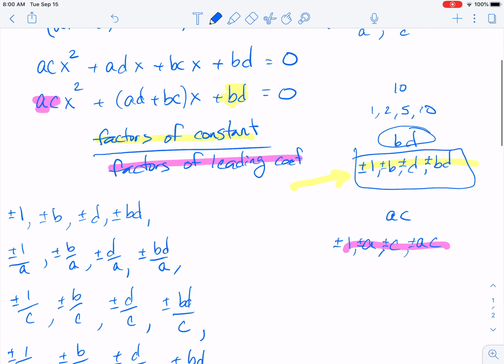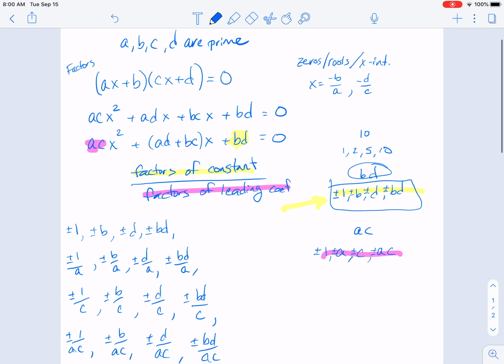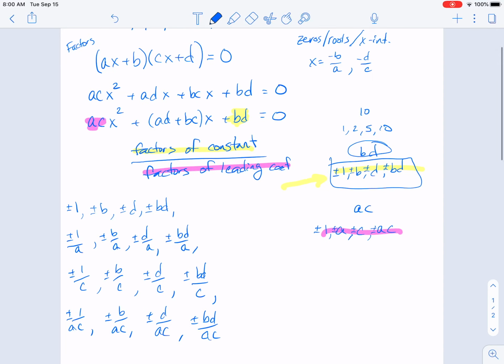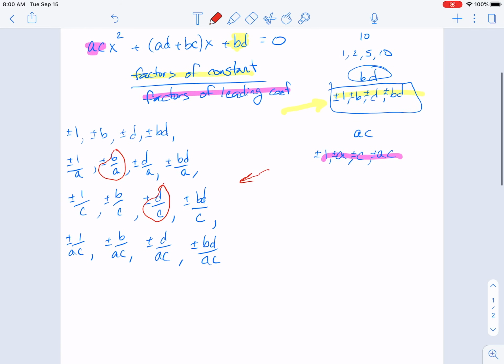Okay, so let's go back and look and see what our actual roots in this particular problem really were. What we notice here is we had a negative B over A, and here is that negative B over A, and we also had a negative D over C. So here's that negative D over C. Well, those two actual roots come from the list of possible rational roots. So that's a little bit of how this works and why this happens.